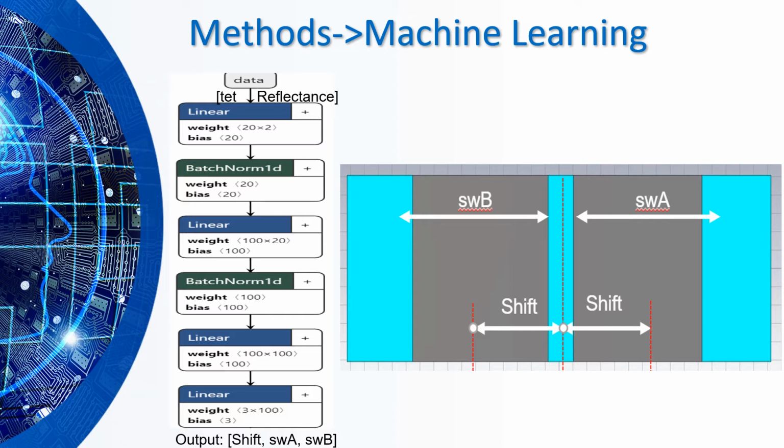On the left side, here is the structure of the model. We are going to feed the input data into our model, which consists of two values. The first one is θ, which is the angle, and the second one is the reflectance value of the light. After going through all those layers, the model will give its output as three parameters: shift, SWA, and SWB. Those are the three geometry parameters. And just in case you forget it, I've also put a diagram here: shift, SWA, and SWB.